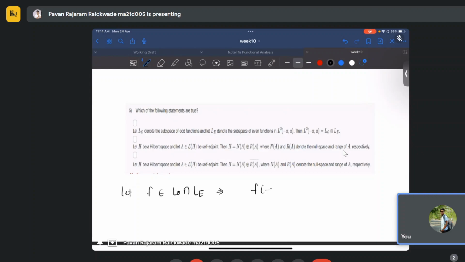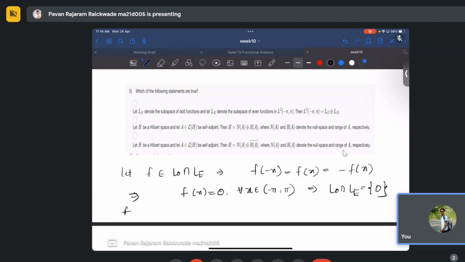So f(-x) is the same as f(x), but also f(-x) is the same as -f(x) because f is also in L_E. That means f(x) equals 0 for all x belonging to whatever domain it is, (-pi, pi). That means L_0 intersection L_E is just the singleton zero function.